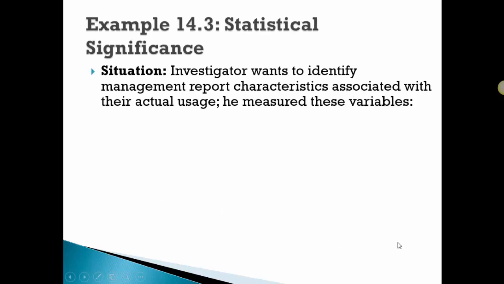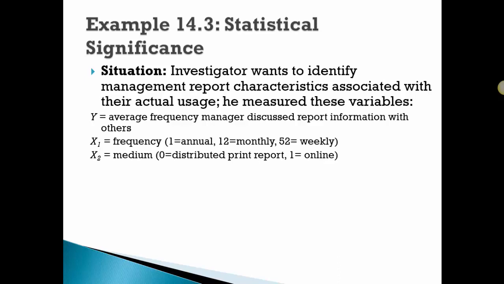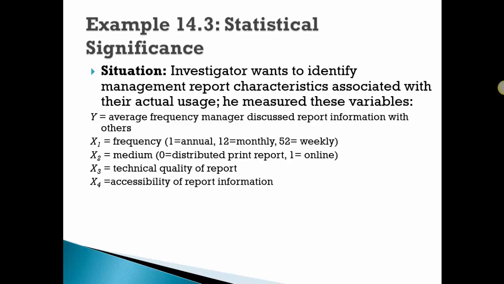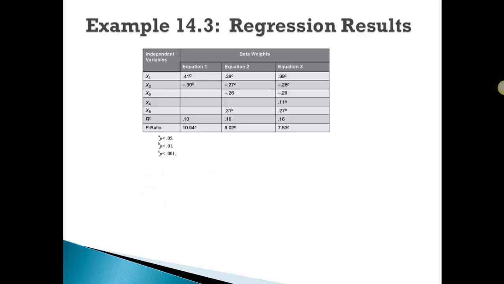So, example 3. An investigator wants to identify management report characteristics associated with their actual usage, and he measured these variables. Y is what we're trying to predict, which is the average frequency the manager discussed the report information with others. The independent variables were the frequency of the report, the medium, whether it was printed or produced online, the quality of the report, the accessibility of the report information, and the perceived value of the report. The strategy: evaluate alternative exploratory models using multiple regression.